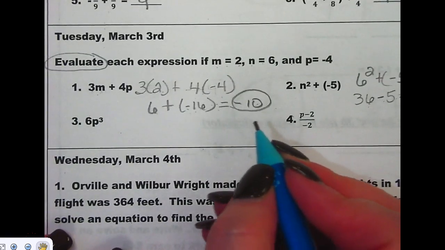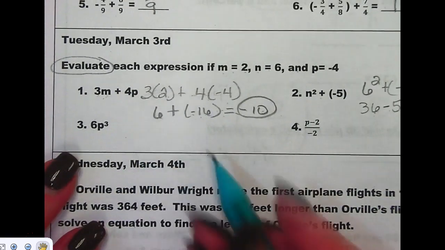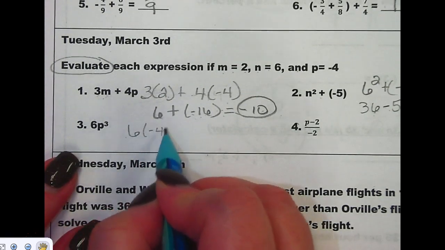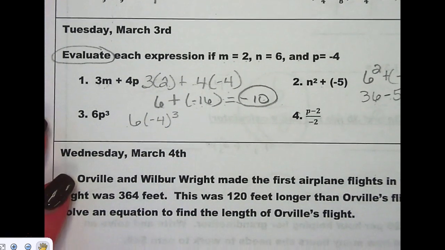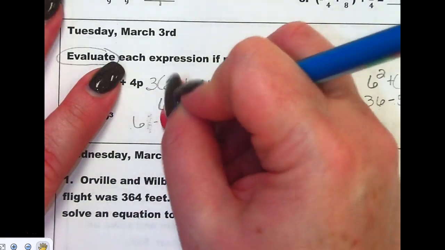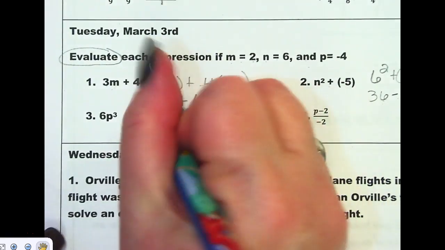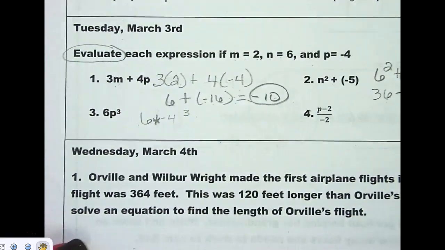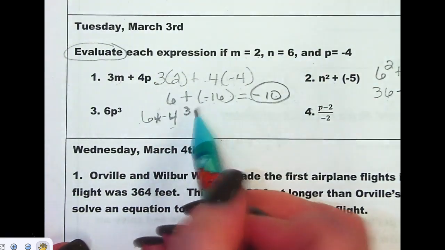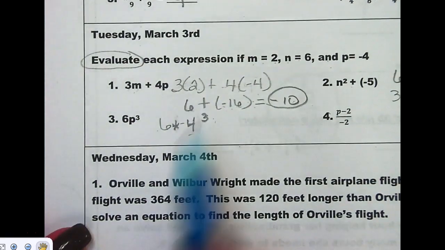6p cubed, or 6 times p to the 3rd power. So 6, and what is p? It is times -4 to the 3rd power. Let's do that differently, because if I put that in parentheses, it looks like that negative is in the parentheses, and it's not. So we're going to say 6 times -4 to the 3rd power. What am I going to do first? Am I going to do the multiplying or the exponent? The exponent. So what is 4 to the 3rd power?